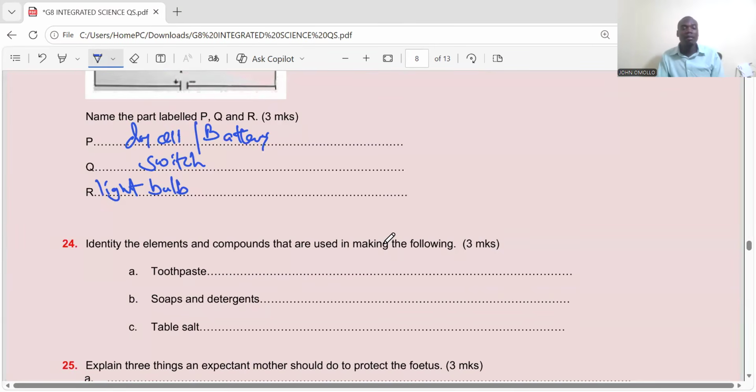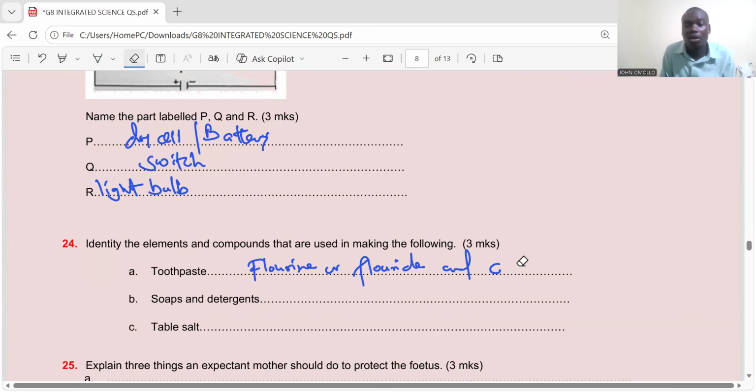Now, let's move on. Identify the elements and compounds that are used in making the following. Toothpaste: I talked about fluorine or fluoride. And we can talk about calcium carbonate. But let's only talk about fluorine. And then when we move to soap and detergents, we are going to talk about sodium salts or sodium compounds.